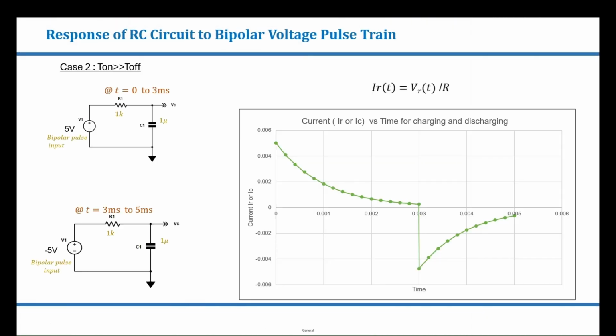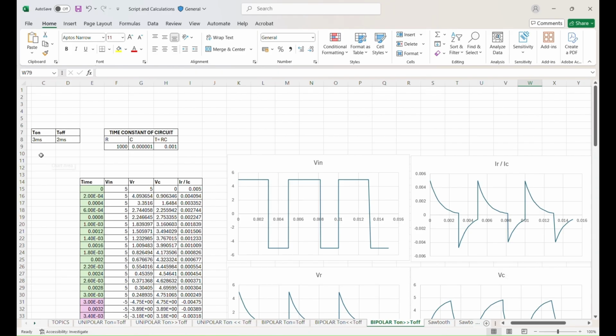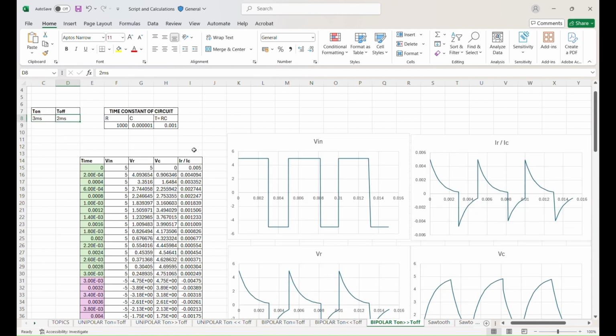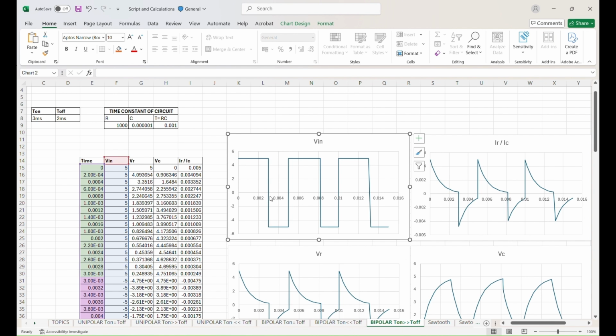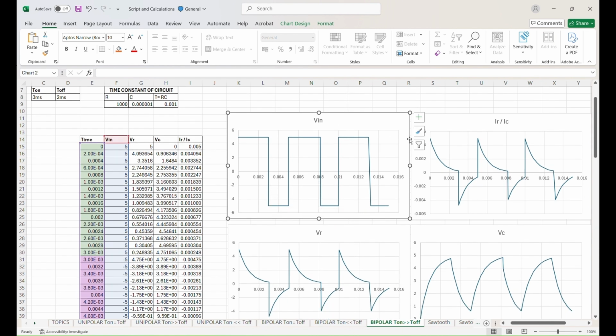Now since R and C are in series, the same current flows through the circuit and can be calculated using VR by R. Now here in the Excel, the on time is 3 milliseconds and off time is 2 milliseconds. The calculations here in the Excel are made considering a 200 microsecond time step. Now we can see how the input voltage has transformed across the capacitor and resistor, and how the current flowing through the circuit looks. These values are calculated using the equations that we previously discussed for the case where T on is much greater than T off.